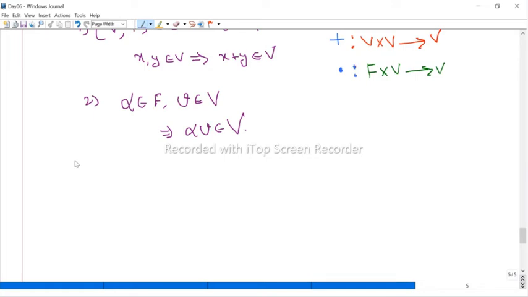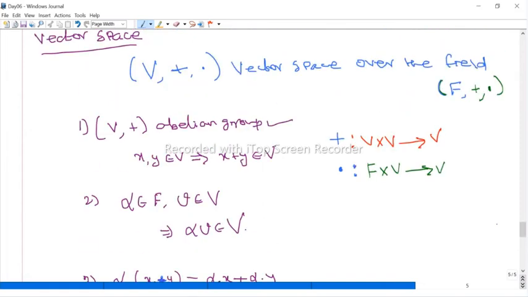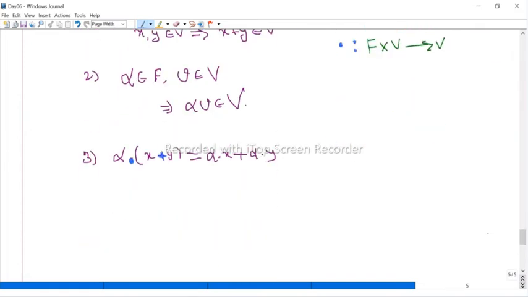Go through the book and you will get the properties that you have to check. Alpha times the sum x plus y is nothing but alpha times x plus alpha times y. But this multiplication here is the blue multiplication. The addition is also blue, because with respect to vector addition it is blue, and scalar addition is, what color am I using? Green.